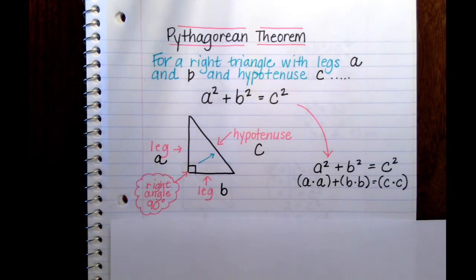So first off, I wrote down the definition they shared, which is that for a right triangle, that's super important that it's a right triangle, with legs A and B, and a hypotenuse, a crazy math word, hypotenuse, C, we have the formula a squared plus b squared equals c squared.